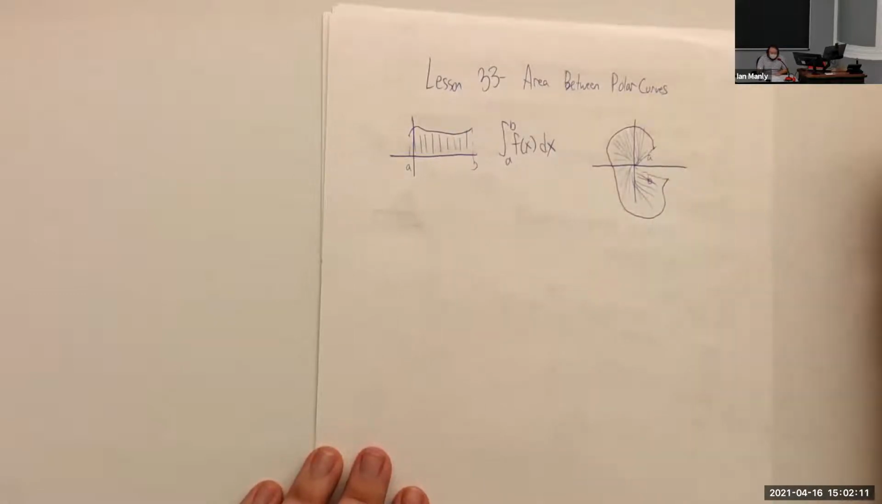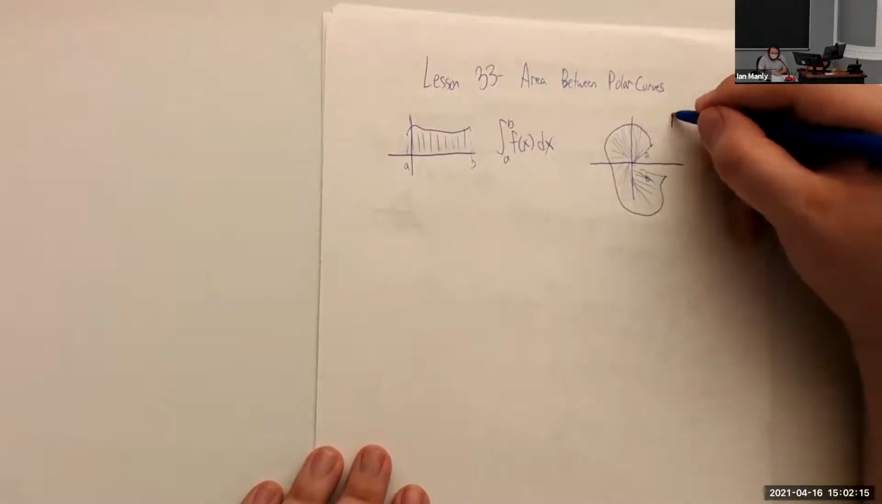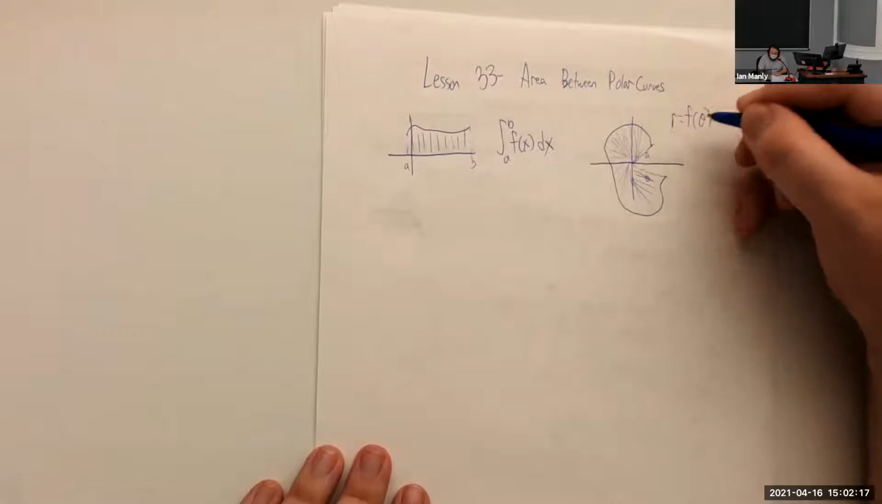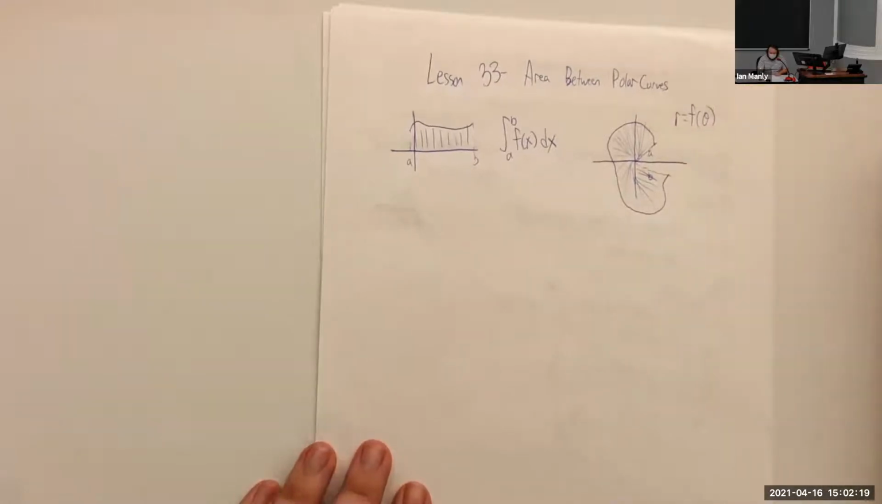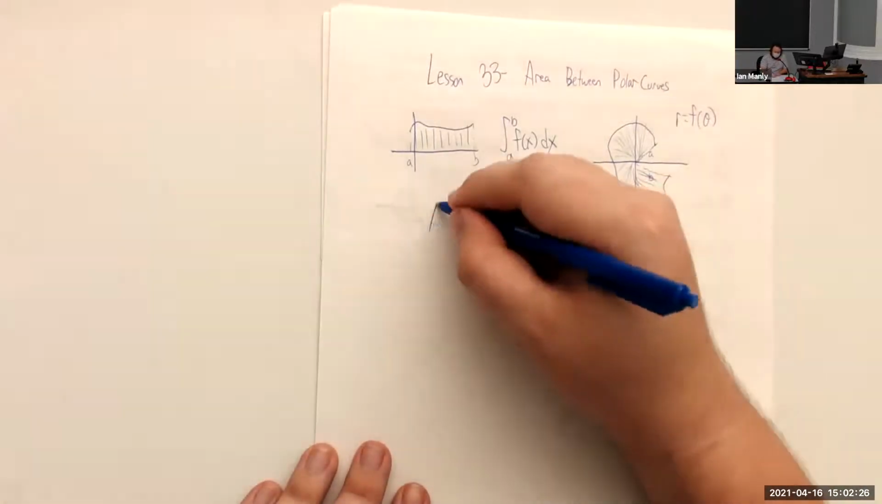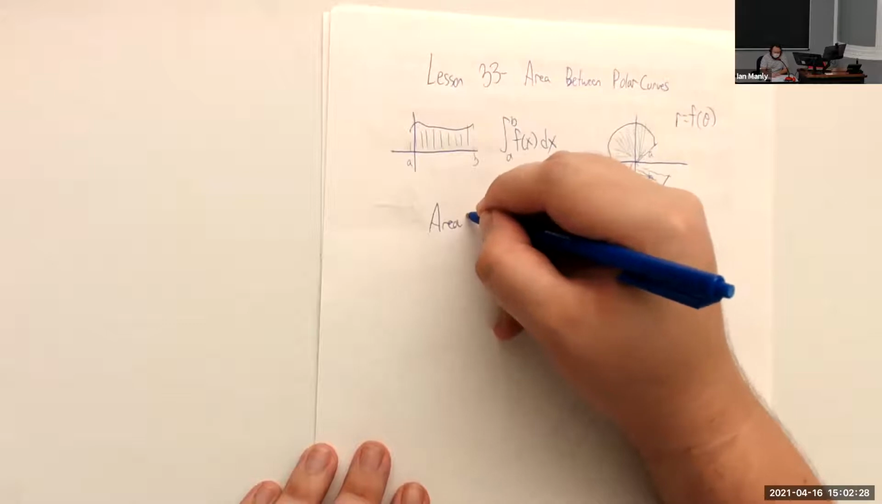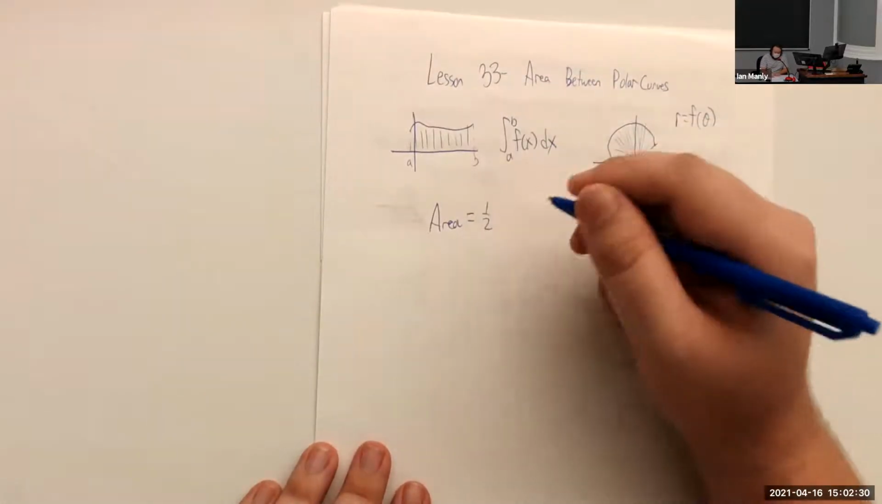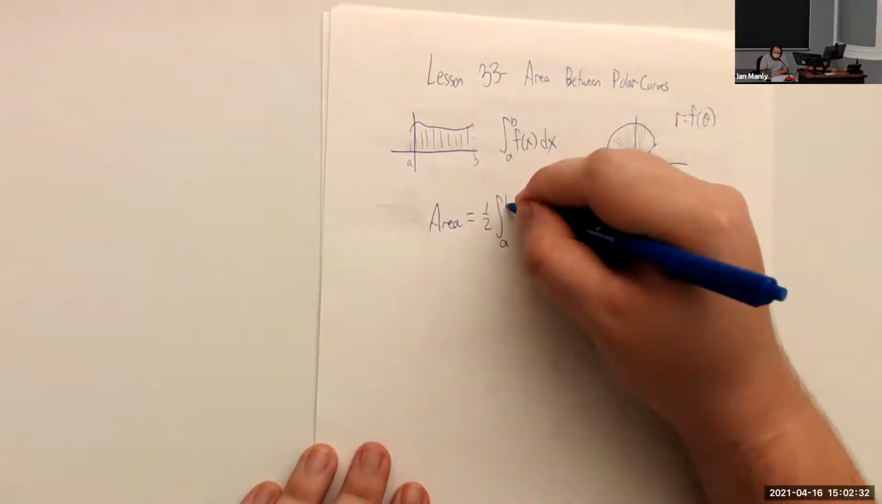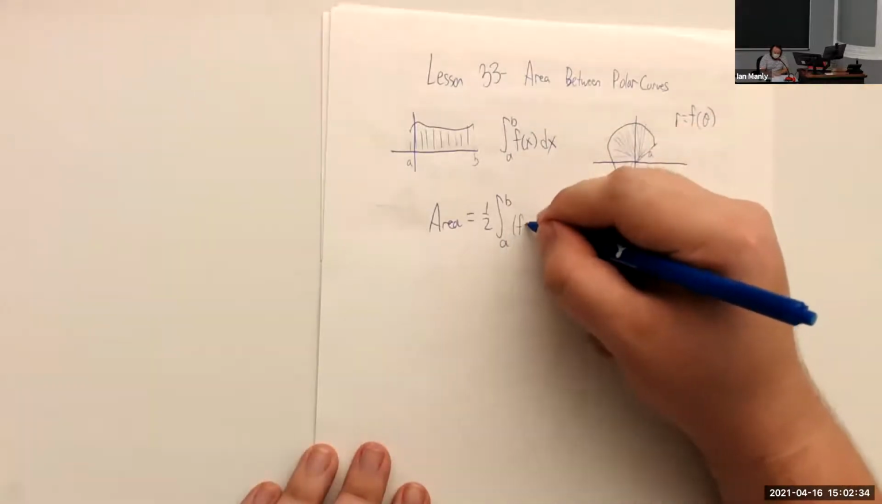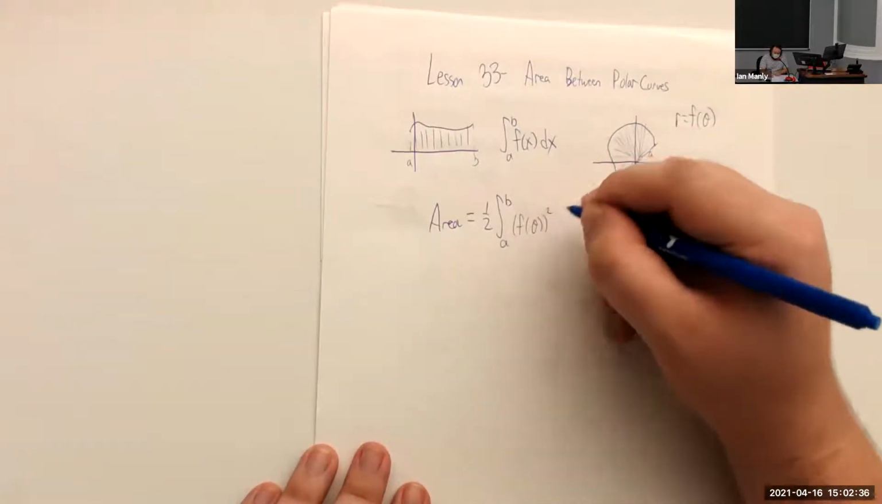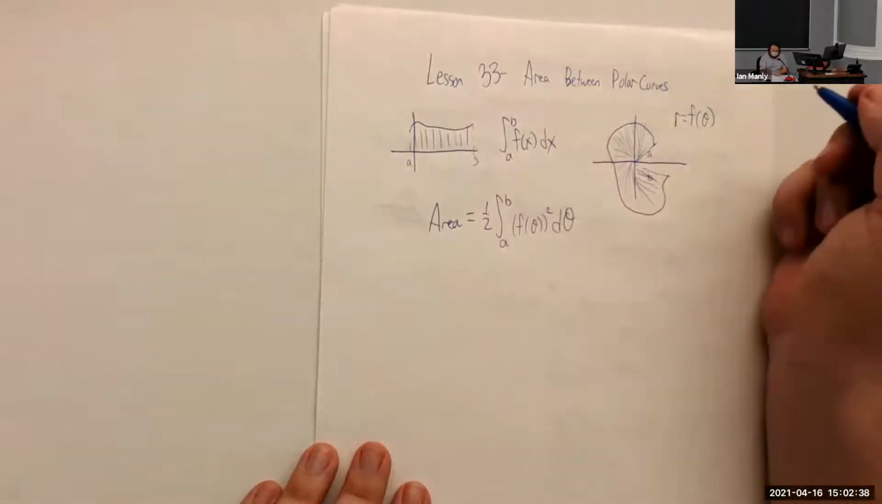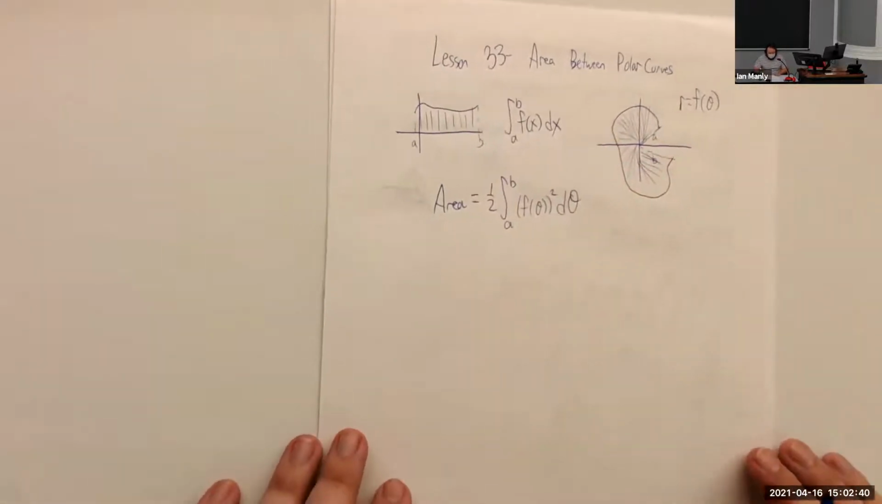So you might expect, okay, well then we'll just do the integral from A to B of our polar function. Because remember, last time we tried to view things in general as r equals f of theta. But it turns out that the area formula isn't just going to be the integral of this. It's going to be a little bit more complicated. So the area will be 1/2 the integral from angle A to angle B of f of theta squared d theta.